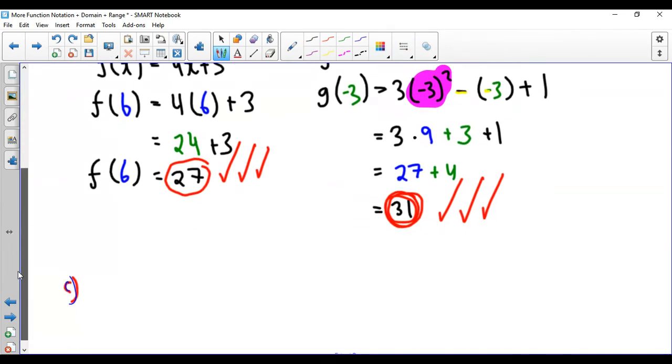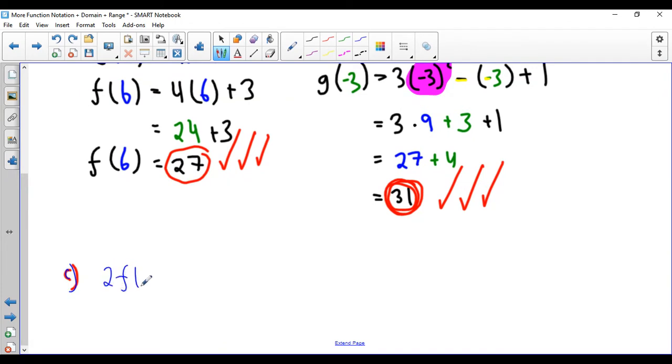All right, so it's 2 f at 5 minus 3, I think. Is it? Oh, I'm sorry. Minus 7.